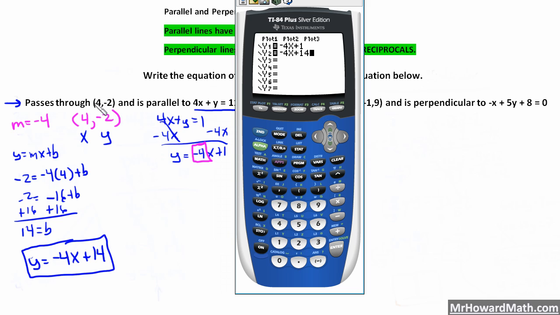Now we need to make sure that the point 4 comma negative 2 is on our y2 line, our negative 4x plus 14. If that's true, then we know we did it correctly. So we're going to go in our table and find when x is 4. When x is 4, y needs to be negative 2. So let's bring this in here.